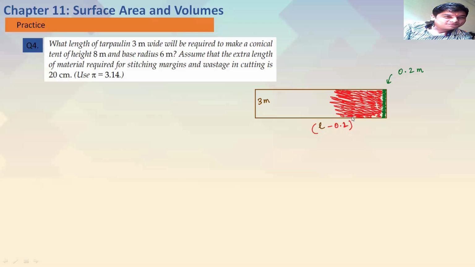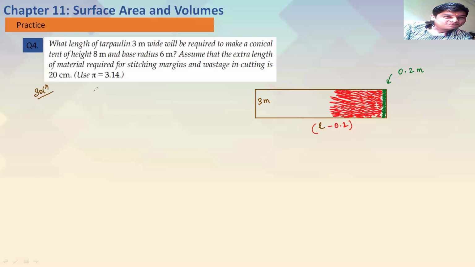Now, this is actually used in the tent, right? This is not the waste. Yes, sir. This does not include the wasted part. This is actually used in the tent. We are going to use it later. Okay, let's begin the solution in the manner we did.